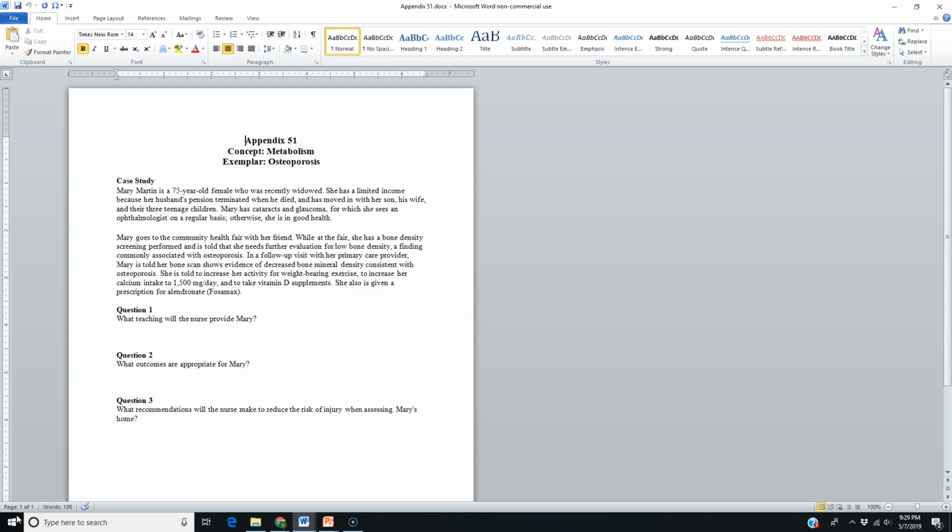And what recommendations will the nurse make to reduce the risk of injury when assessing Mary's home? Again, just what we did for our other lady: removing any throw rugs, being careful around any animals, holding the rails when climbing stairs, and having furniture that is accessible and safe. So this is very similar to our other patient, except she's been prescribed Fosamax, which helps to increase bone density or bone thickness to prevent the possibility of fractures.